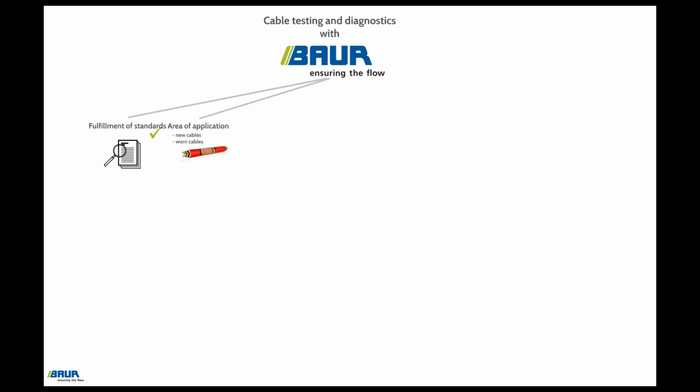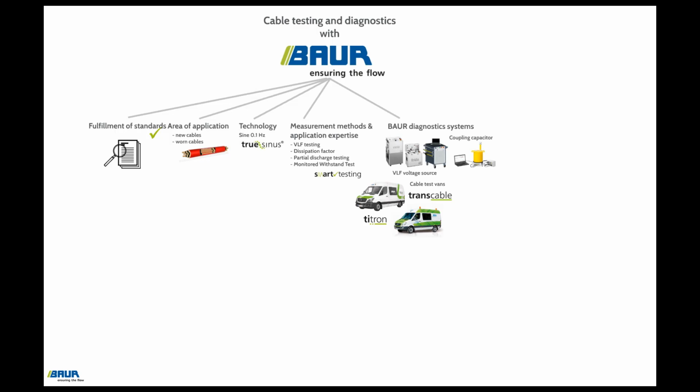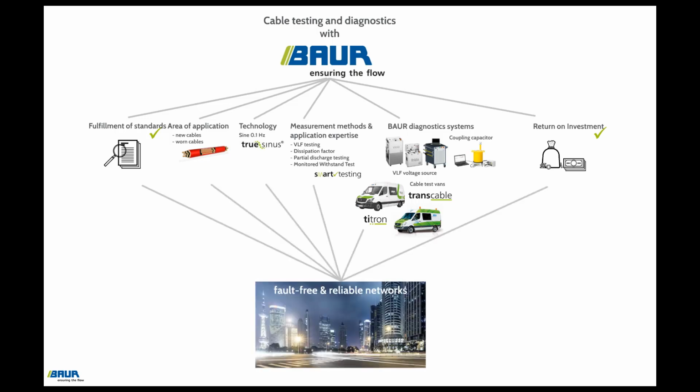0.1 Hz sinusoidal voltage offers optimal preconditions for the use of VLF, dissipation factor measurement, and partial discharge testing, and for the combined variant, the monitored withstand test. The measuring equipment ranges from portable variants to integration in the Transcable or Titan cable test vans. The systems from BAUR permit precise and efficient cable testing and diagnostics for fault-free and reliable cable networks.